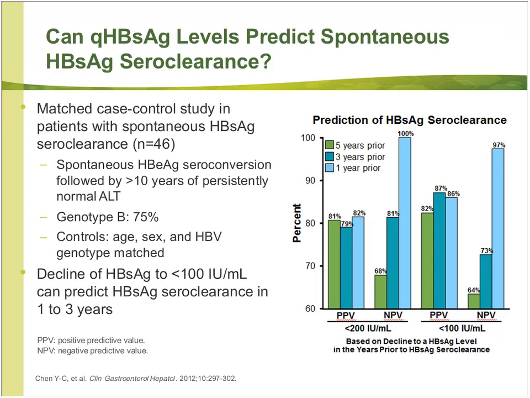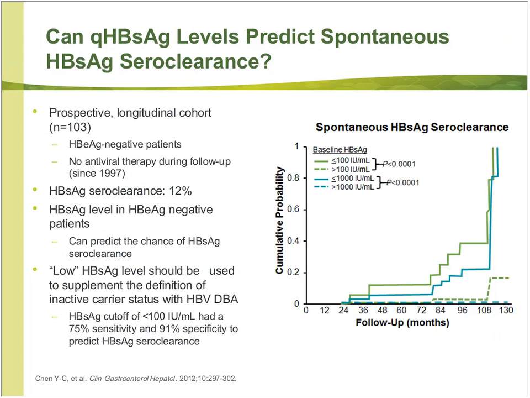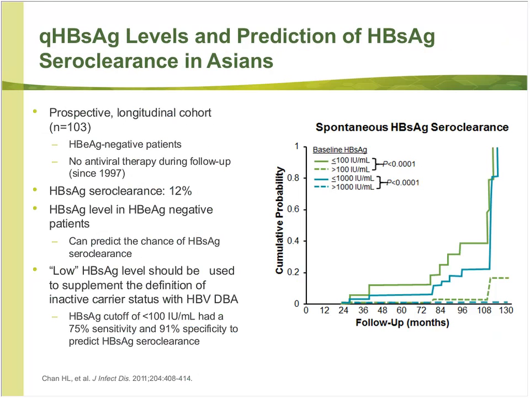Can quant S levels predict spontaneous S seroclearance? This is from Dr. Y.C. Chen, published in 2012. And again, cutoffs at 200 or 100 had both a good positive and negative predictive value. If you're over 100 or 200, better negative predictive value. If you're under 200 or 100, better positive predictive value. Quant S levels, here is seroclearance in Asians. Again, we're looking at 100 cutoff and 1,000 cutoff. The lower the S antigen levels, the higher the chance of natural S clearance.